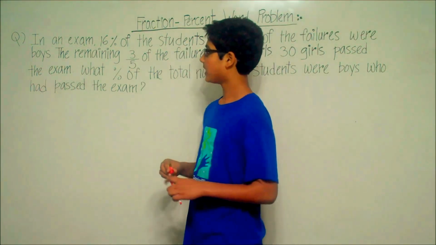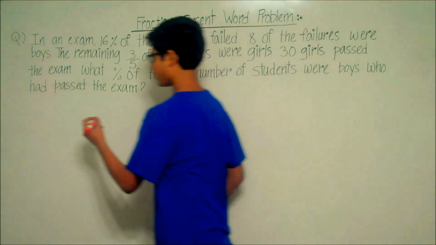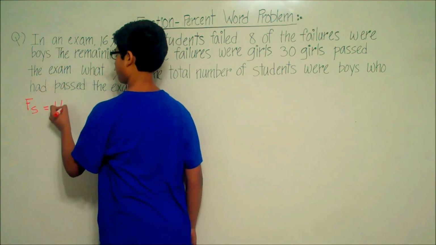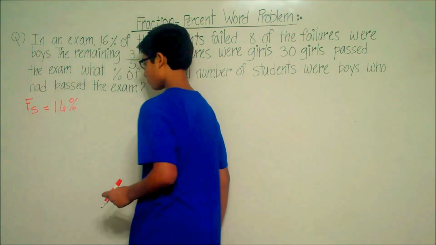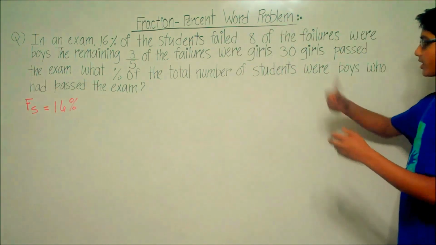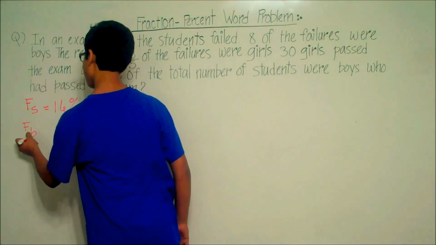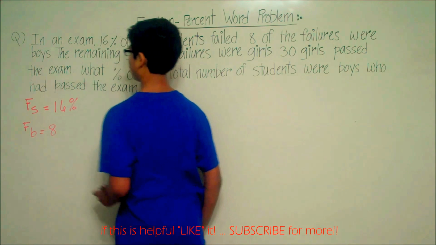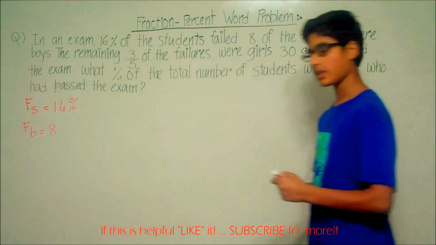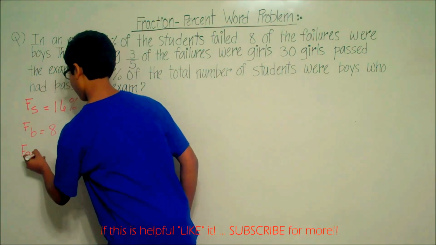Now the problem states that in an exam, 16% of the students failed. So failed students, F for failed, S for students, is equal to 16%. Now, 8 of the failures were boys. So the failing boys, F for failing, B for boys, is equal to 8. And the remaining 3/5 of the failures were girls. So failing girls are equal to 3/5.